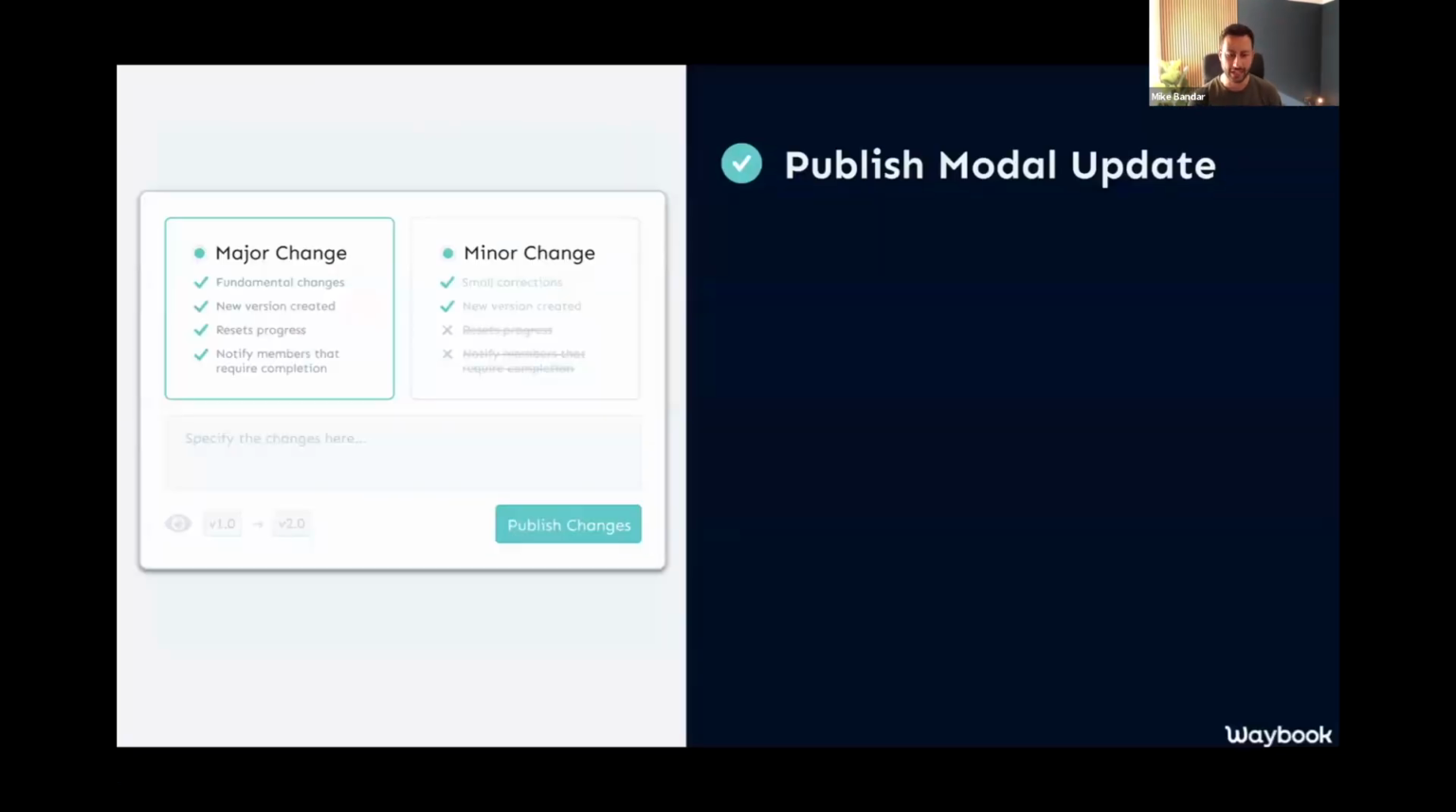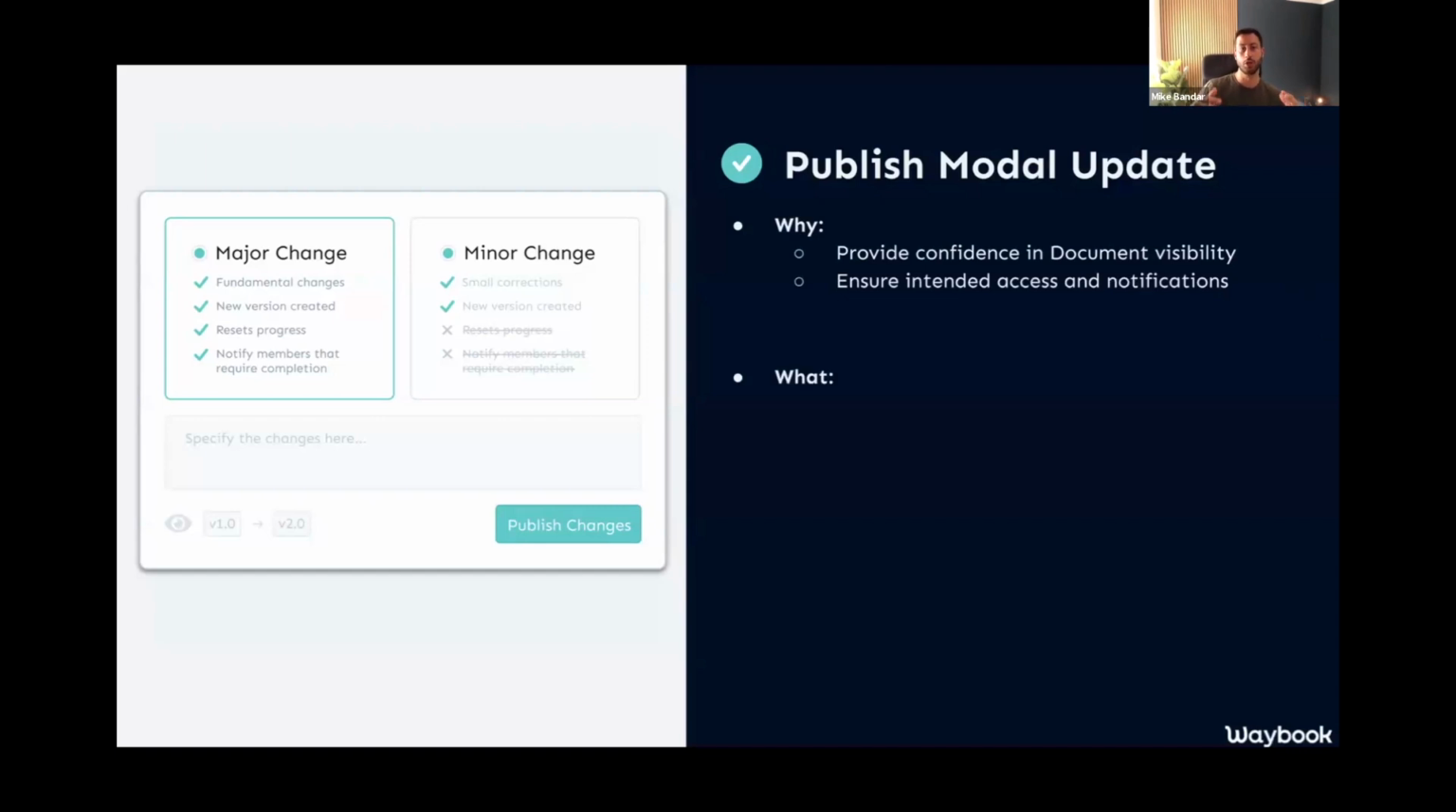So one of them here is the update to the publish modal. One thing we noticed is that when you're publishing a document, sometimes people were heading back into the permissions on the document to see exactly who did or didn't have access. And also we noticed that sometimes people were not having documents requiring completion. Obviously, if something requires completion, then they have to complete it. They'll get notified and it will contribute to their progress.